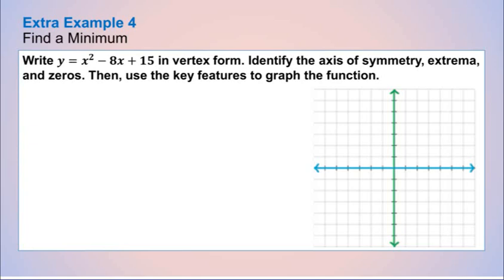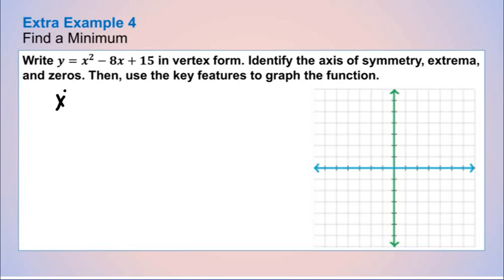Next, write y equals x squared minus 8x plus 15 in vertex form and identify the axis of symmetry, the extrema, and zeros. Then use the key features to graph the function. Now, I could just graph that on my graphing calculator and then use that to find my zeros, but that won't help you to put it in vertex form. So for this one, I'm going to put it in vertex form, find my zeros, and then I'm going to show you how to put it on your calculator.